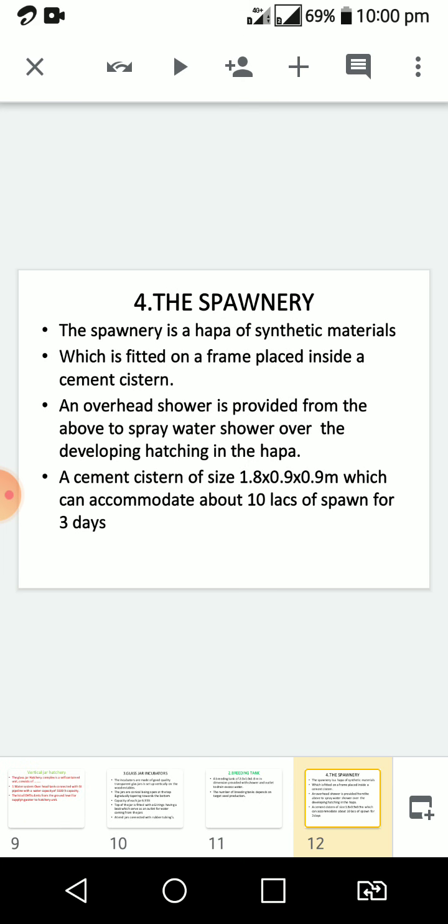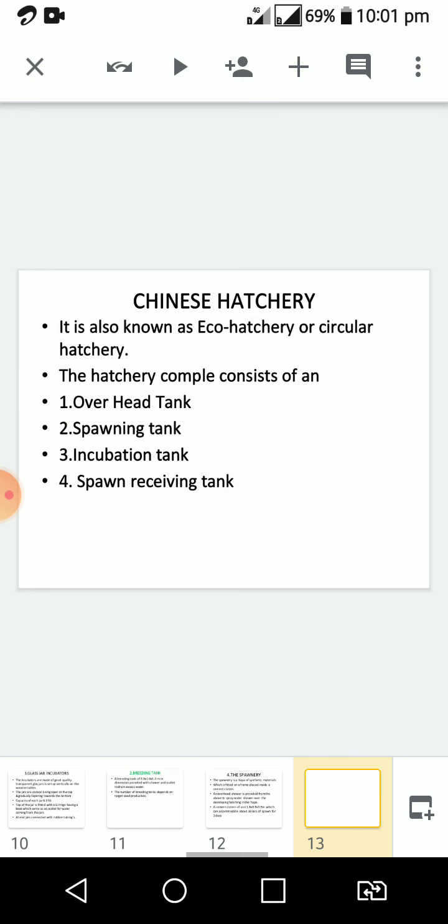Next, the spawnery. The spawnery has a heap of synthetic material fitted on a frame placed inside a cement cistern, and an overhead shower is provided from above to spray water over the developing hatchlings in the hapa. The cement cistern can accommodate 10 lakh spawn for 3 days. So this is about the spawnery.